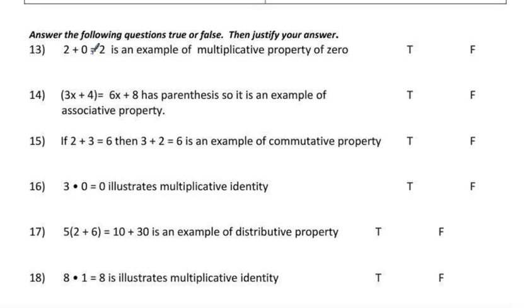So 2 plus 0 equals 2 is an example of the multiplicative property of 0. Well, we're not multiplying, we're adding 0. So it's not an example of the multiplicative property of 0. That's false. So it's not this, it is really the additive identity property.